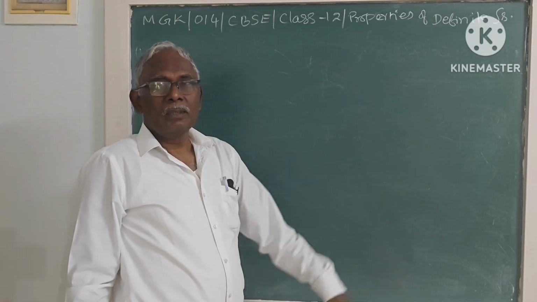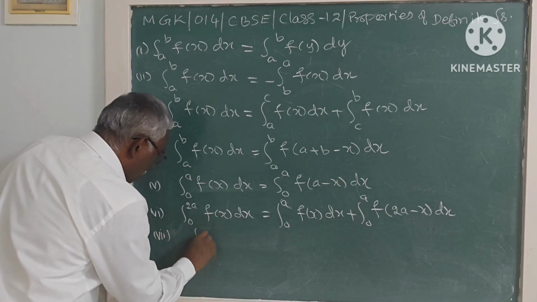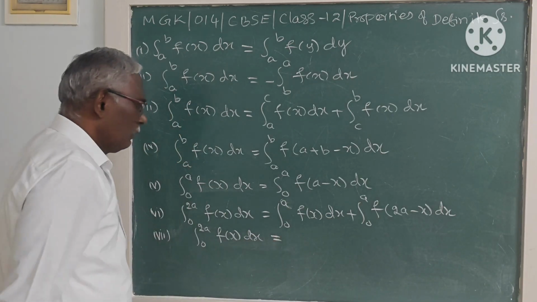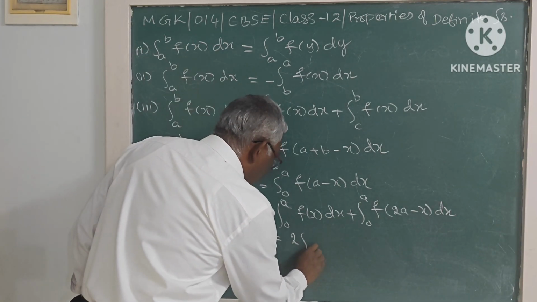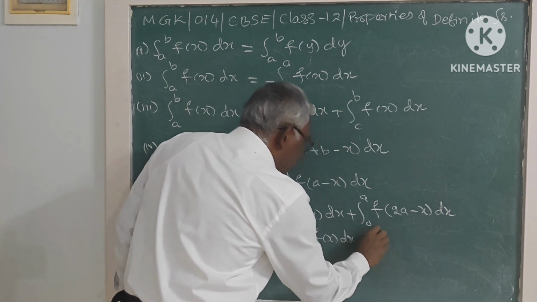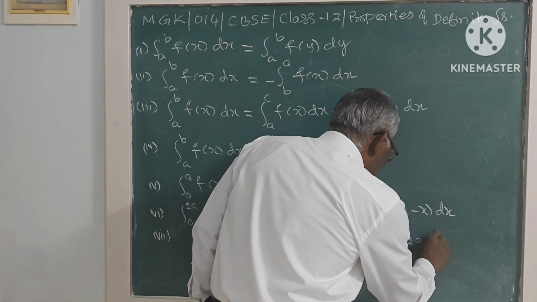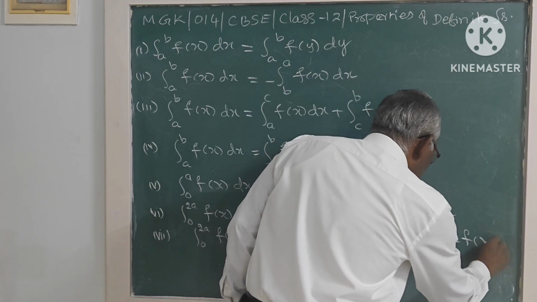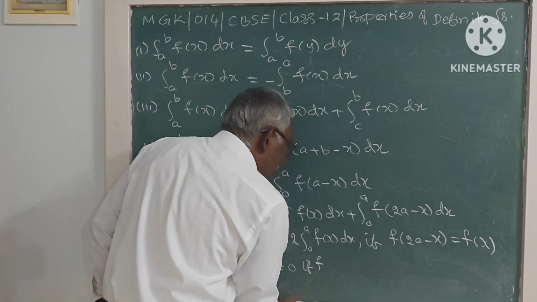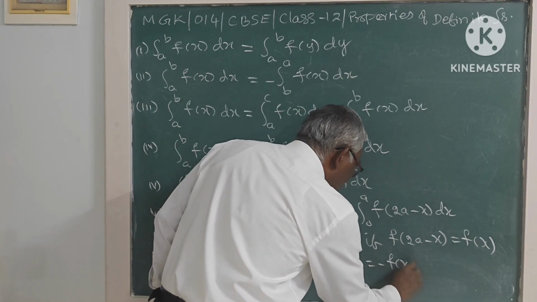So let us summarize all these properties. Integral 0 to 2a f of x dx is equal to 2 times integral 0 to a f of x dx if f of 2a minus x is equal to f of x, or 0 if f of 2a minus x is equal to minus f of x.